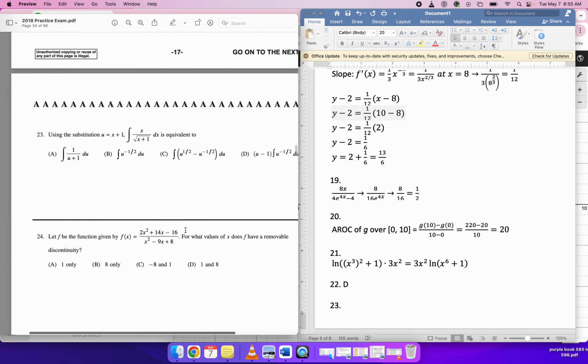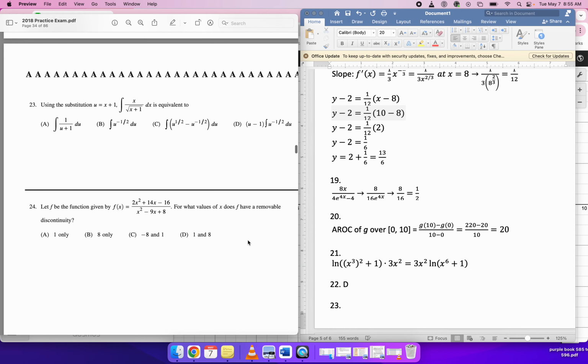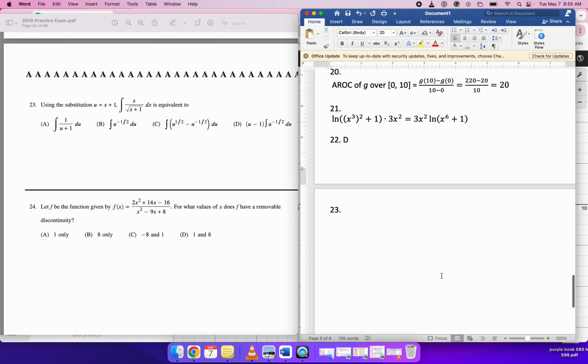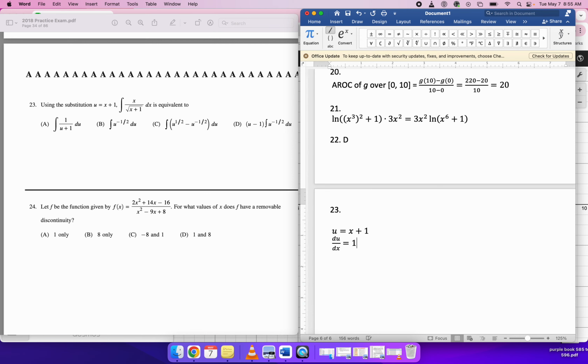23. Using the substitution u equals x plus 1, this integral is equivalent to... so they're just forcing you to use u sub here. So let's do it. u is equal to x plus 1. That means that du/dx is equal to 1, which means that du is actually equal to dx. So therefore, this integral becomes x over square root of u, and then dx is simply du.